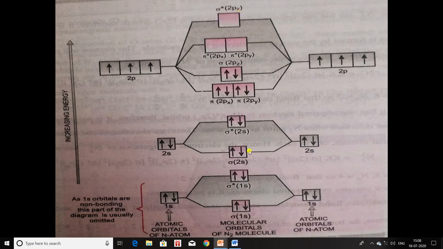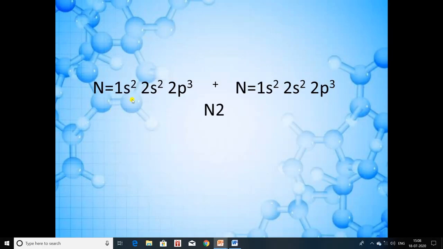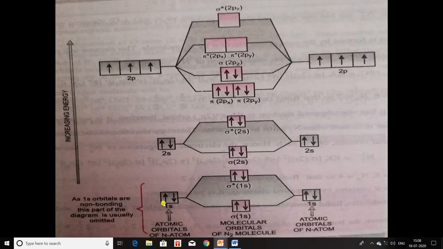So as we know, the electronic configuration of nitrogen is 1s2. Okay, so that means 2 electrons are present in 1s. So here 2 electrons are present in 1s for one nitrogen atom. For the second nitrogen atom, these 2 electrons are filled. Okay, in total there are 4 electrons. So 1, 2, 3, 4.